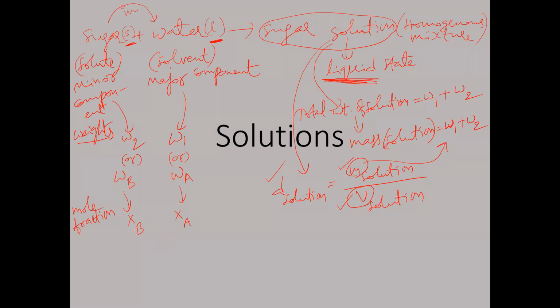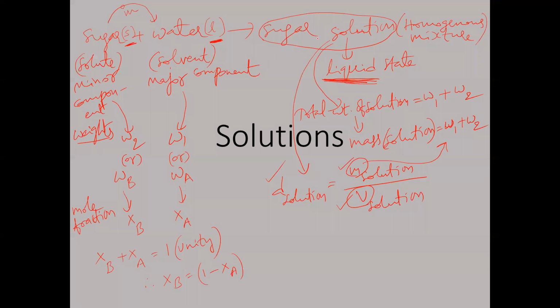XB is what? Mole fraction of solute. Already we know that basic thing. Mole fraction of solute plus mole fraction of solvent must be equal to what? 1. Unity. So the mole fraction of solute plus mole fraction of solvent must always be equal to 1. Therefore, XB, the mole fraction of solute, is equal to 1 minus XA. Is that clear?